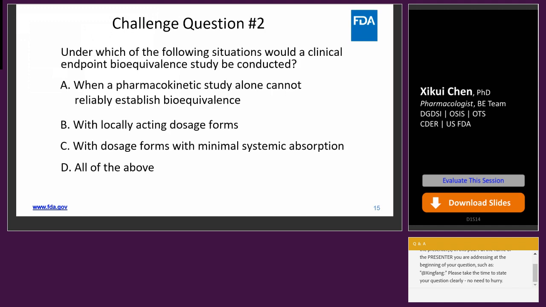For challenge question number 2, under which of the following situations would a clinical endpoint bioequivalence study be conducted? A. When a pharmacokinetic study alone cannot reliably establish bioequivalence. B. With locally acting dosage forms. C. Dosage forms with minimal systemic absorption. And D. All of the above. The correct answer is D. All of the above.